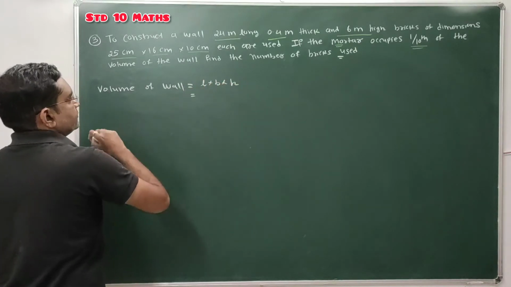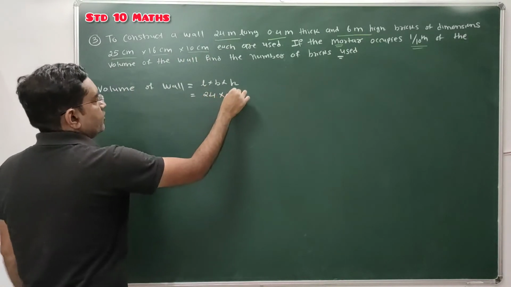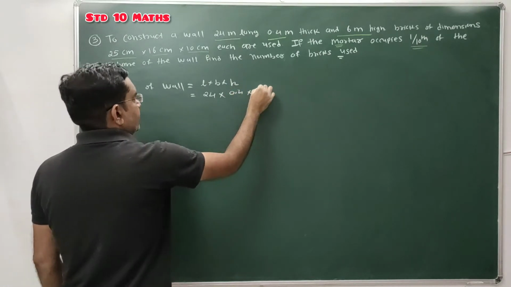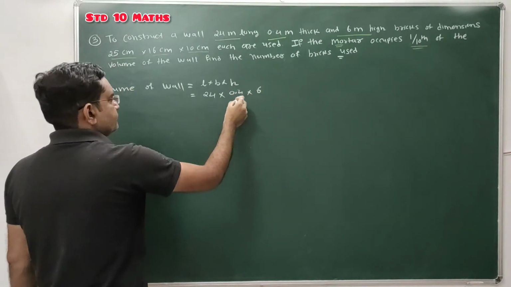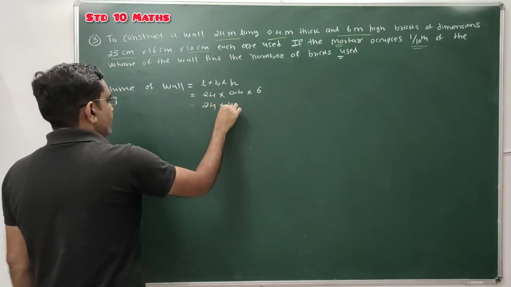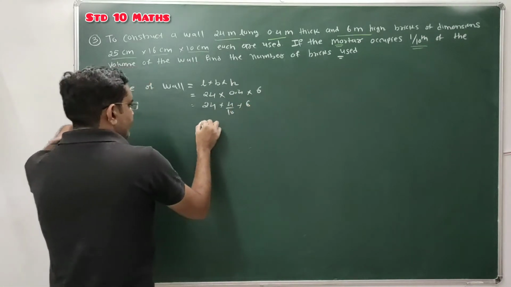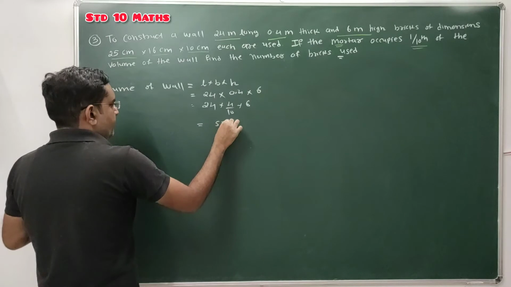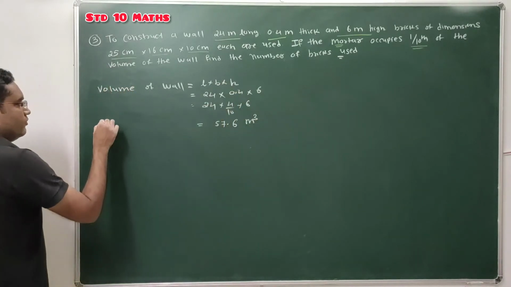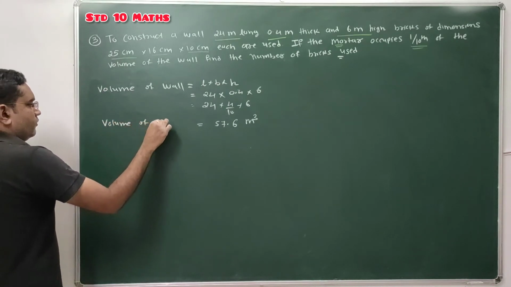Length into breadth into height. Dimensions are given in terms of meters. So 24 into 0.4 into 6. So it's 24 into 4 by 10 into 6. 6 4s are 24, into 24, 576 by 10. So 57.6 meter cube. This is the volume of the wall.